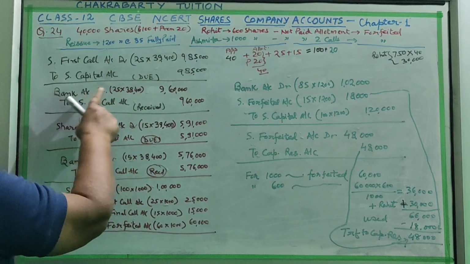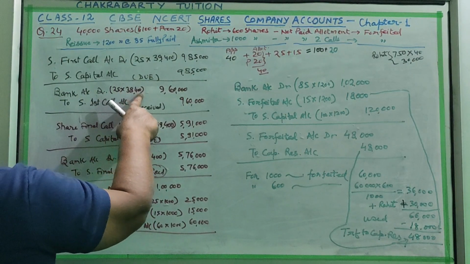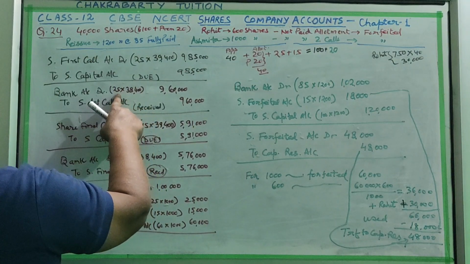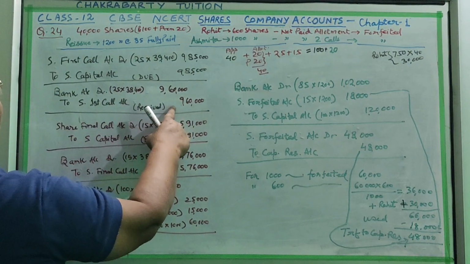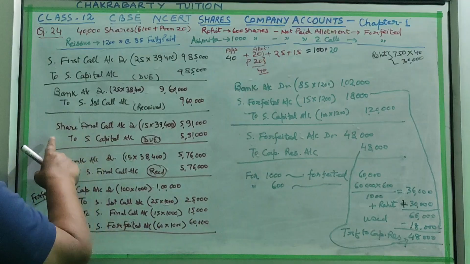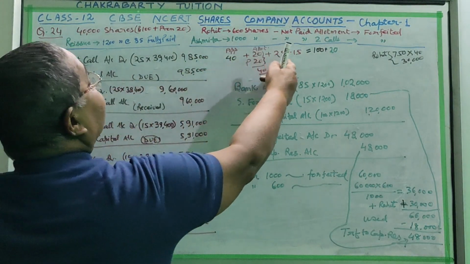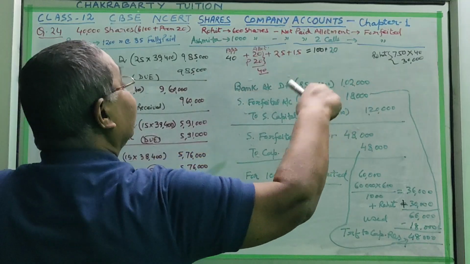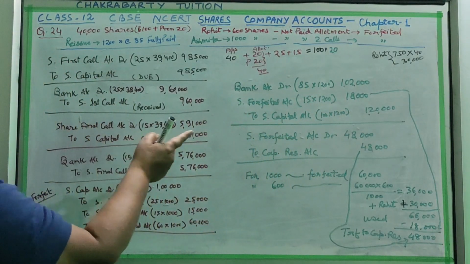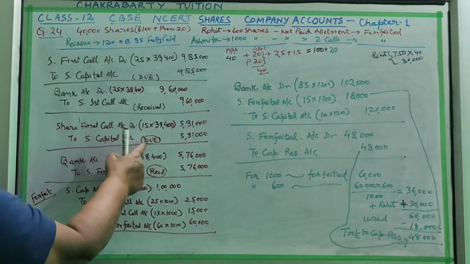So you will get bank account debit 38,400 shares multiplied by 24. So this amount you will receive for the first call. Now second, then again a due entry will be passed, because after making the second call, it was forfeited. So for the first and final call also, a due entry you have to pass.